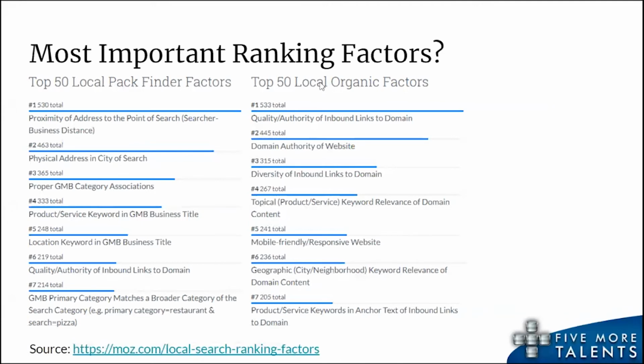And then this local organic factors column is talking about the search results that are displayed below the map. All right, so let's talk about the most important factors in displaying in the map and in the listings below the map. The first one is proximity of address to the point of search. Searcher, business, distance.